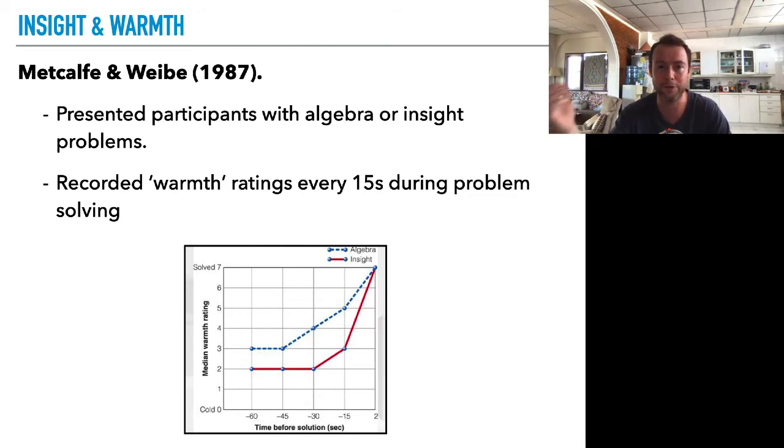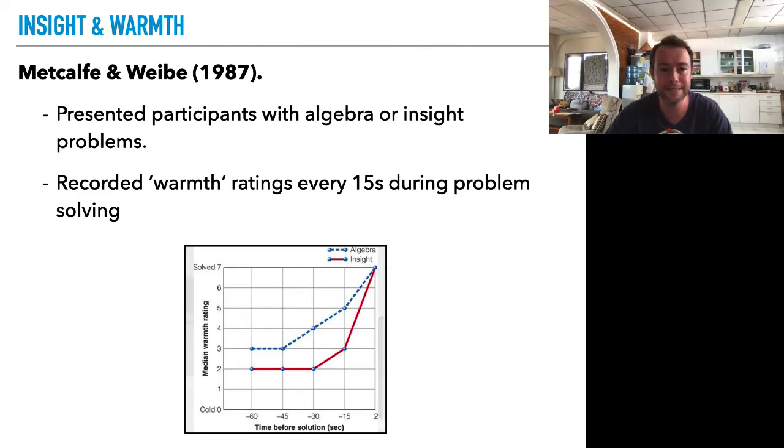So they know exactly when that was, and then they work backwards from that to plot each of these warmth ratings on there. In the blue, we have the warmth for algebra over time, and in the red is the warmth for the insight problems over time. And you see, for the algebra problems, as people are getting closer towards the solution, they self-report that, yes, we're getting closer, I'm feeling warmer, feeling like this solution is just about to appear.